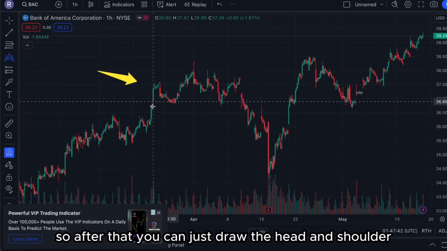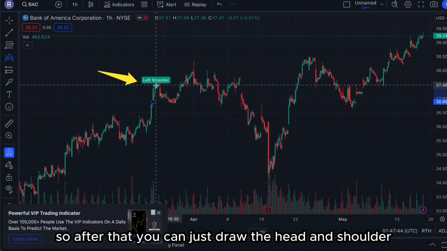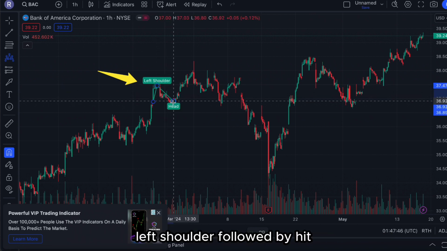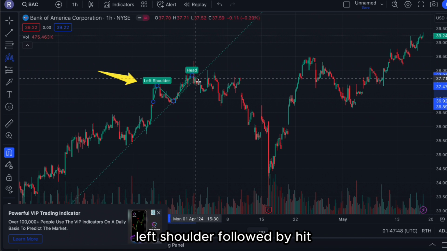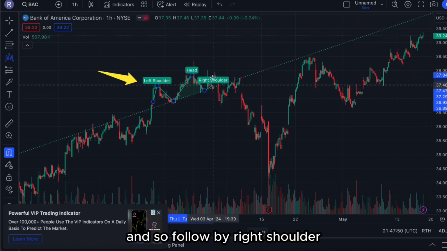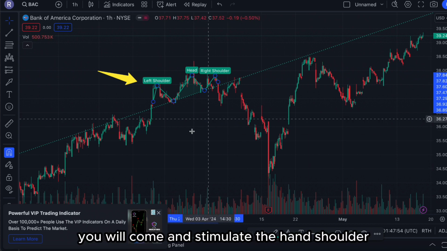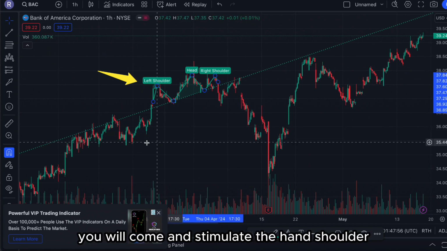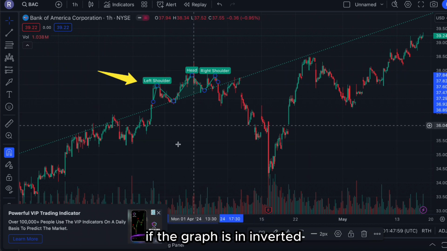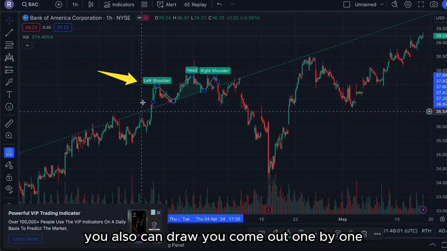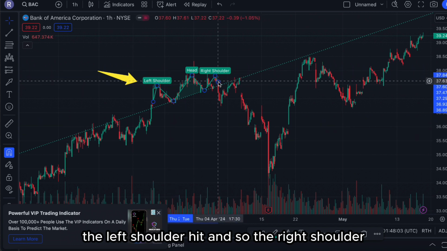So after that, you can just draw the head and shoulder, left shoulder, followed by head, and also followed by right shoulder. So basically it will come and simulate the head and shoulder. If the graph is inverted, you also can draw. It will come out one by one, the left shoulder, head, and also the right shoulder.